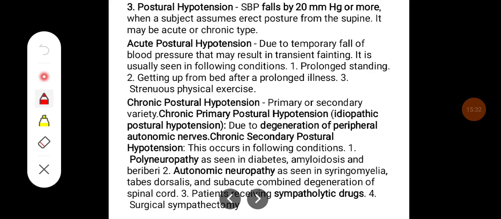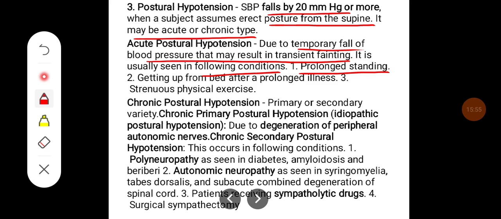When the systolic blood pressure falls by 20 mm of Hg or more when the subject assumes an erect posture from supine, it is called postural hypotension. It may be of acute or chronic type. Acute postural hypotension is due to a temporary fall in the blood pressure that may result in transient fainting. It is usually seen in conditions like prolonged standing, getting up from the bed after prolonged illness, and strenuous physical exercise.